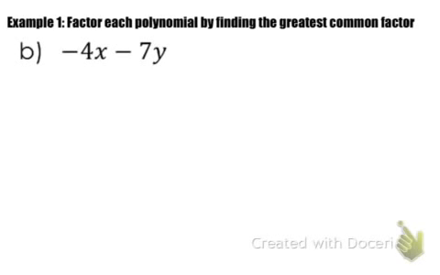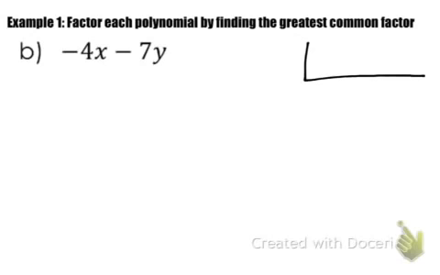Hey guys, in this video we're going to learn how to factor out a greatest common factor from an expression. In this example we have negative 4x minus 7y. When you're looking for the greatest common factor in an expression, you're looking for the number or a product of numbers or variables that you can divide out each term by evenly.